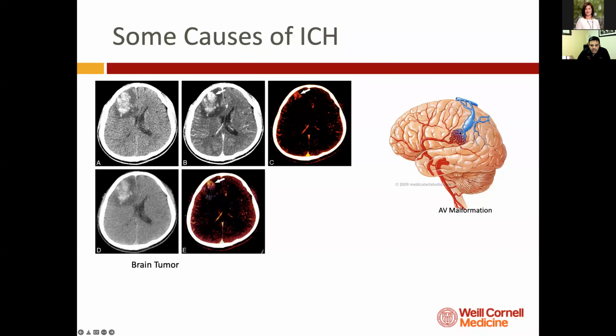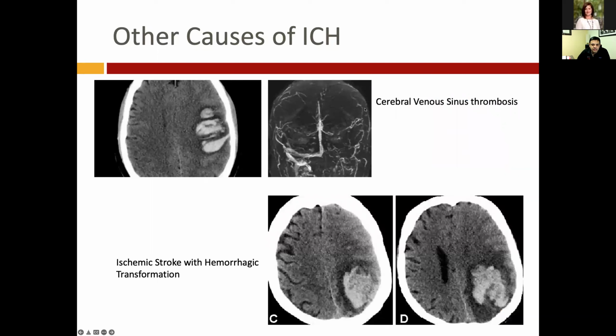You can also have an AV malformation where there is an abnormal connection between the arterioles and the venules. So there's no capillaries here, and this becomes a nidus, which can bleed and also cause hemorrhages. Usually AVM bleeds are again seen in younger patients. Some of the other causes would include atypical causes like sinus venous thrombosis.